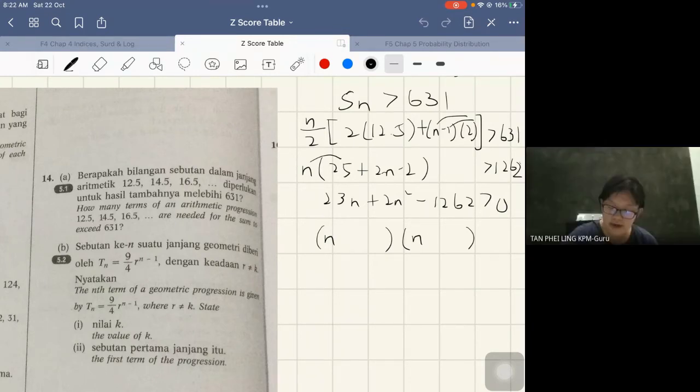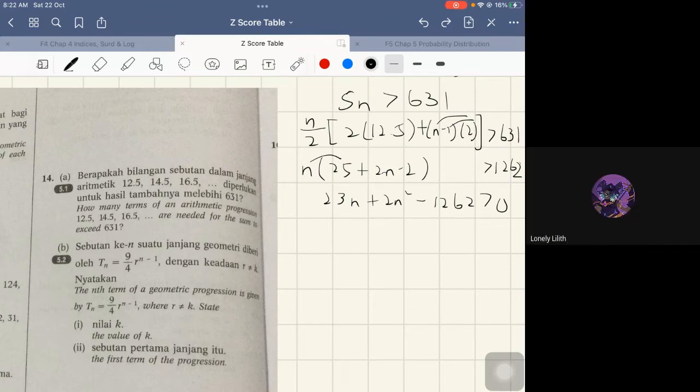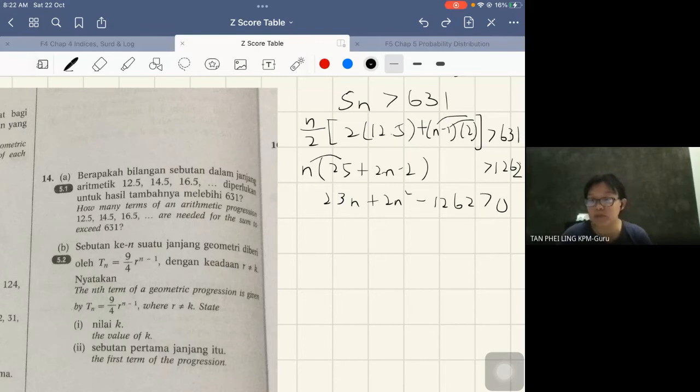So I cannot do it like that, right? It's an ugly number. So what I can do is we have to do the formula, because it's an ugly number. So you have to do the formula, which is minus b plus minus square root of b square minus 4ac inside, and then over 2a.